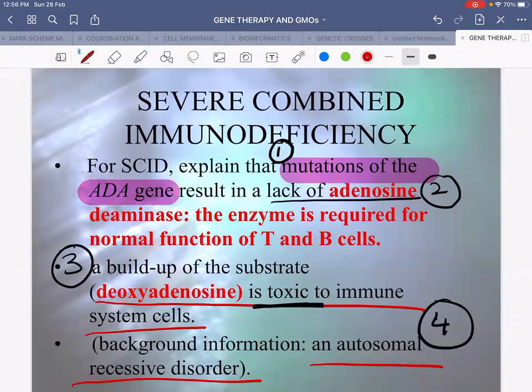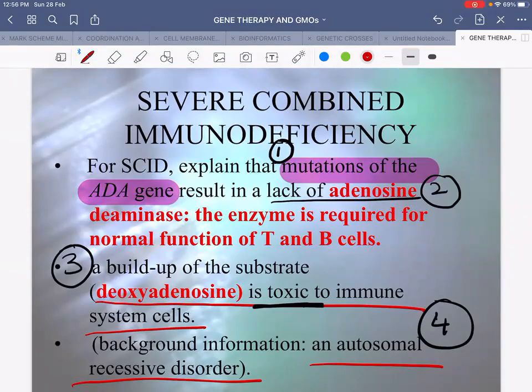In this disease, what happens is there is a mutation of the gene known as the ADA gene. Mutation of this gene results in a lack of an enzyme known as adenosine deaminase. This enzyme is required for the normal function of the T and B cells. So if you don't have this enzyme, because of mutation of this gene, it will result in inefficient function of T and B cells. And T and B cells, you know from your AS knowledge, are required for immunity.